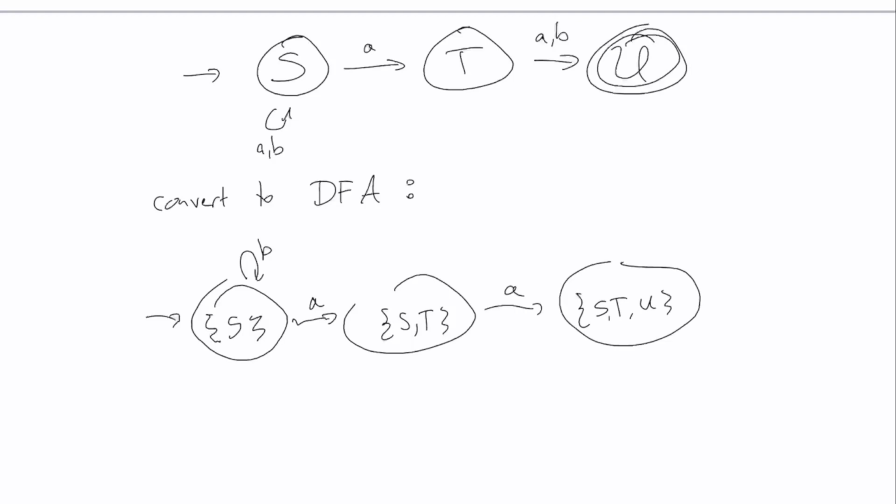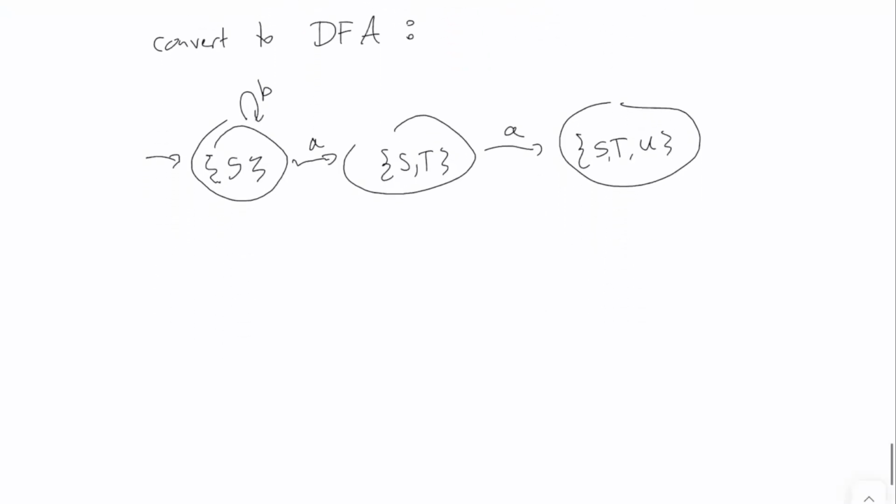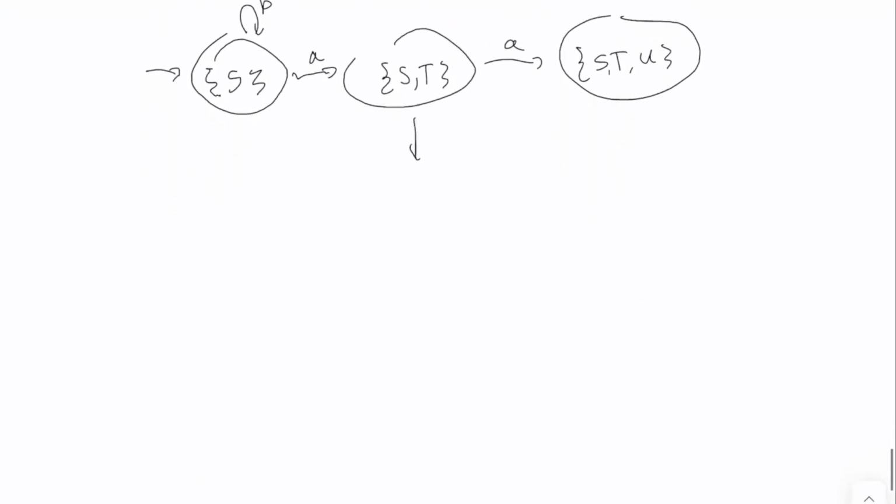Okay, what about the B arrow from S and T? What do you think? S and U. I would say S and U. From S and T, you can get back to S. You can get to U here. You cannot get to T by reading a B from S or U. So, I guess I'll have to put that down here. B, S, and U. All right.